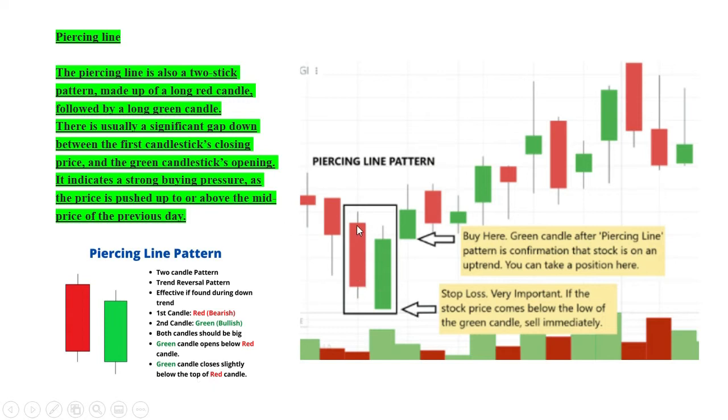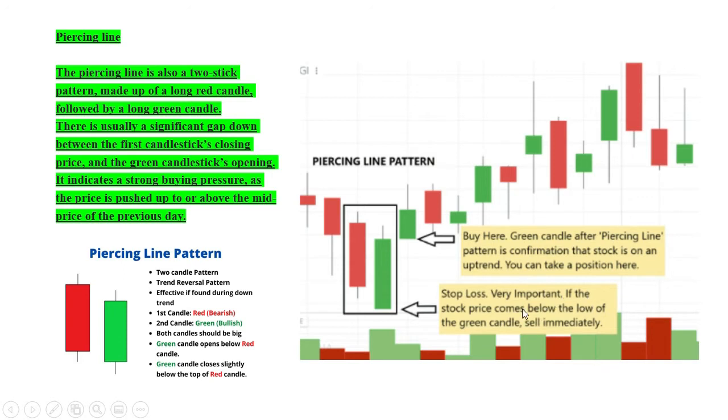Let's look here. We have the candle that opened up here, closed lower. Then we have the green candle that gapped down, right? So, which opened up here, rallied up, closed above the midpoint of the red candle. It pierced through and closed here. Then over here would have been a buy area because we would buy here. The green candle, the piercing line pattern, is confirmation that the stock is on an uptrend. You could take a position here and you could set your stop loss right below here.